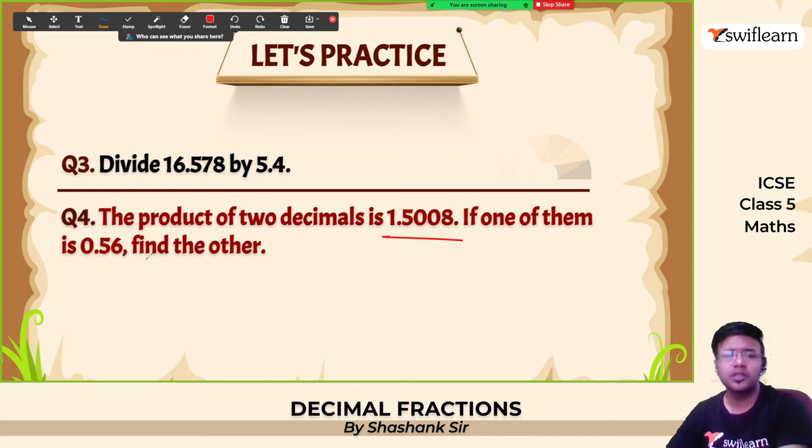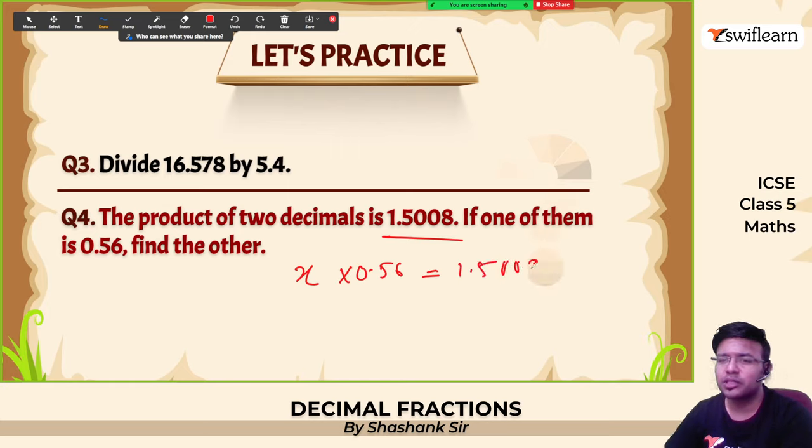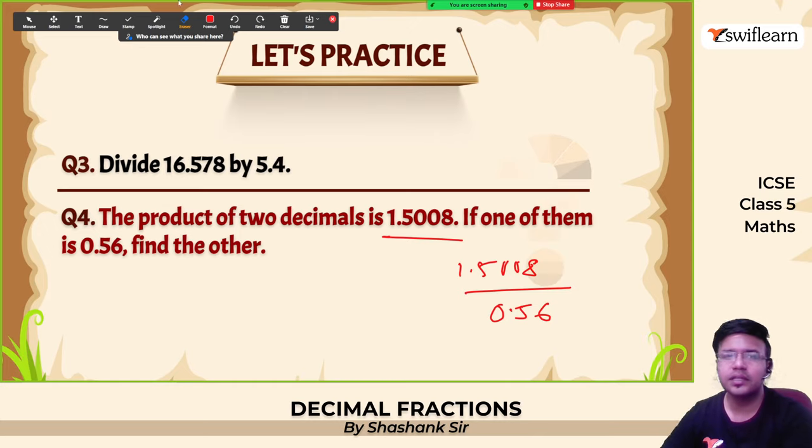The product of two decimals is this much. If one of them is this, find the other. See, let x be the other decimal, so x into 0.56 is 1.5008. x is equal to this number by this number. You need to find the division of this to get the value of x. Multiply the top by 10,000 and divide by 10,000.